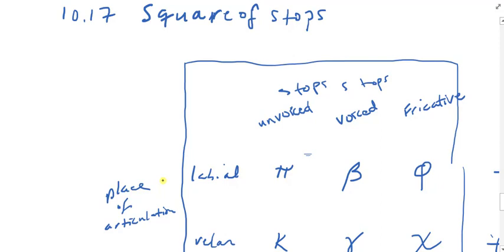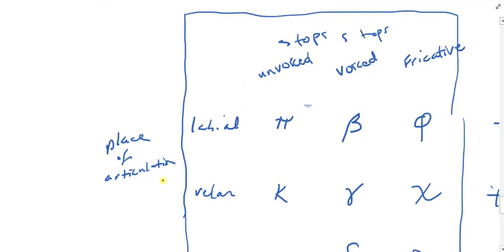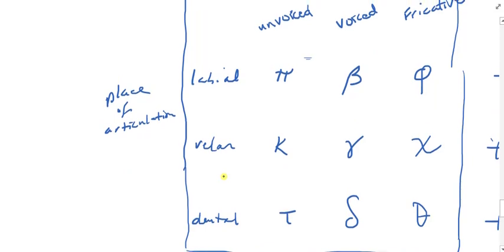In 10.17, Mounce introduces you to the square of stops. This is part of your noun rules. We created this square when we were looking at the phonetic changes, but it bears repeating here. The left side of the square has to do with the place of articulation. Where in the mouth are these consonants going to be produced? Labials, velars, and dentals have to do with the area: the lips, the velar region, top of the roof of the mouth, but way in the back by the punching bag, the uvula, dentals, teeth area.